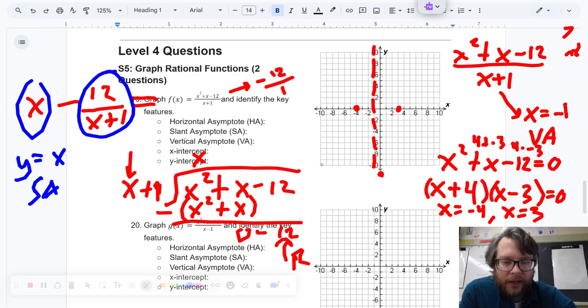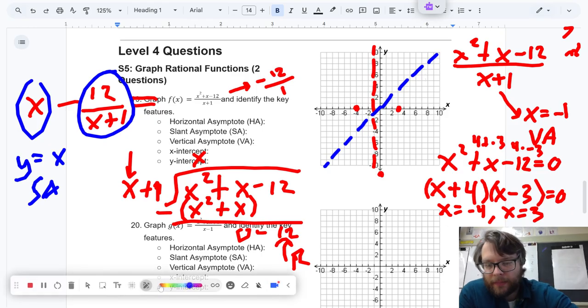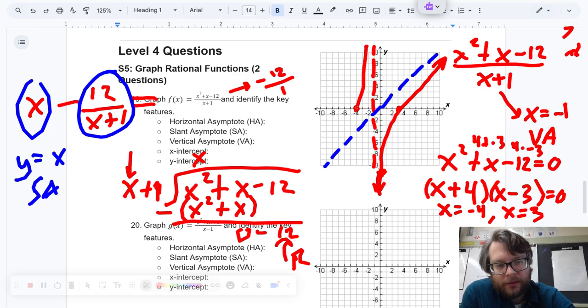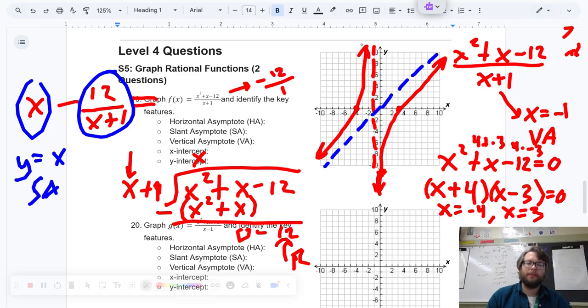So y equals x is just this 45-degree line through the origin, and then my graph is just putting all those pieces together. So here's my y-intercept, vertical asymptote, slant asymptote. Same idea on the other side, vertical asymptote, slant asymptote, and that right there makes my graph.